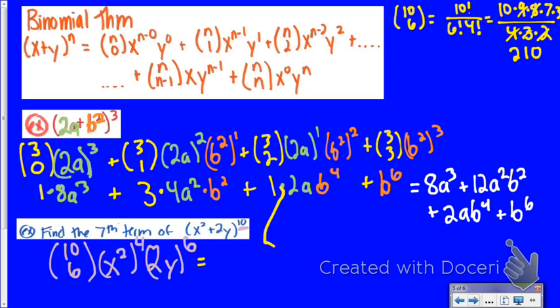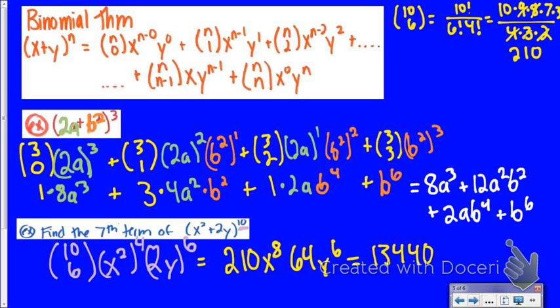So that 10 over 6 there is the same thing. This is 210 times x to the 8th times 2 to the 6th times y to the 6th. Now remember here, when you're finding a term, this is just one term, which means everything here is multiplied together, which means for my final answer, I can multiply 210 by 64. I get my final answer of 13,440 x to the 8th, y to the 6th. And that is my term.